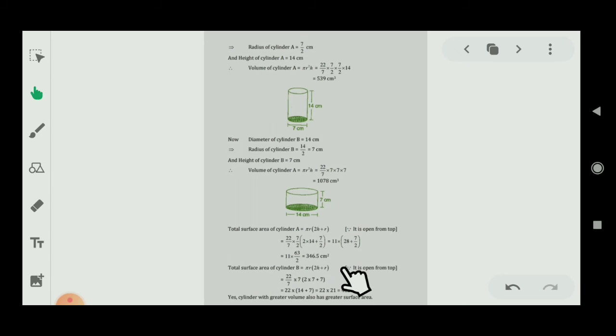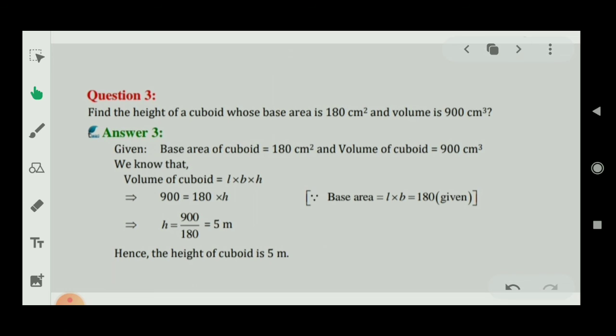Similarly, we have to use the same formula again for cylinder B, that means total surface area of cylinder B is pi r (2h plus r), and after solving it, its value is 462 centimeter square. Easily we can say that the cylinder with greater volume also has greater surface area. Now students, let's see question number 3.